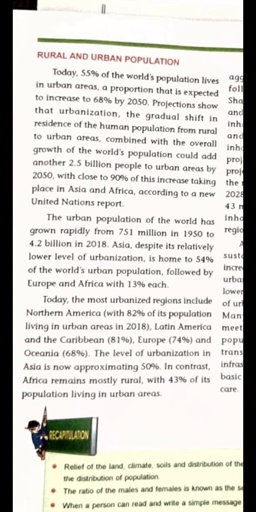Asia, despite its relatively lower level of urbanization, is home to 54% of the world urban population, followed by Europe and Africa with 13% each. Today, the most urbanized regions include Northern America with 82% of the population living in urban areas in 2018, then Latin America and the Caribbean 81%, Europe 74% and Oceania 68%. The level of urbanization in Asia is now approximating 50%. In contrast, Africa remains mostly rural, with 43% of the population living in urban areas. So this is an estimate of the percentage of urban population in each continent.